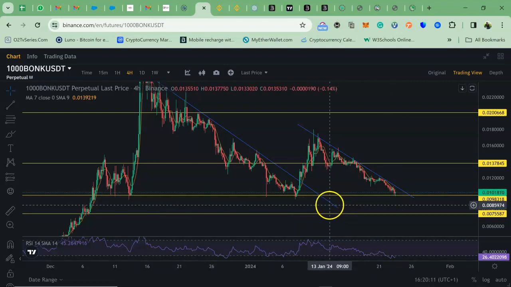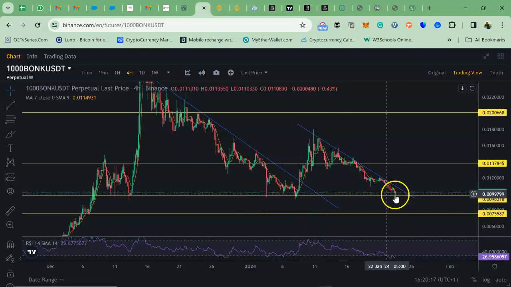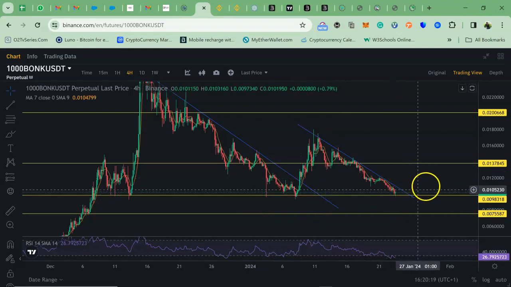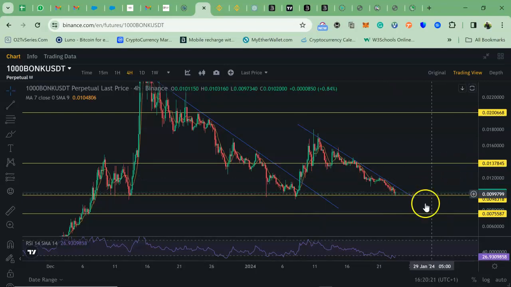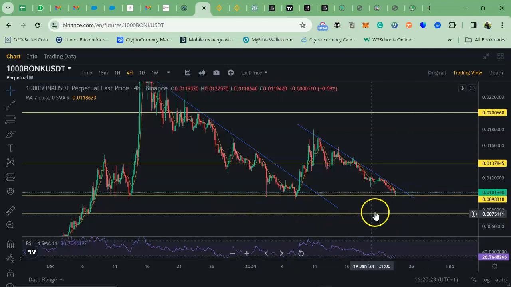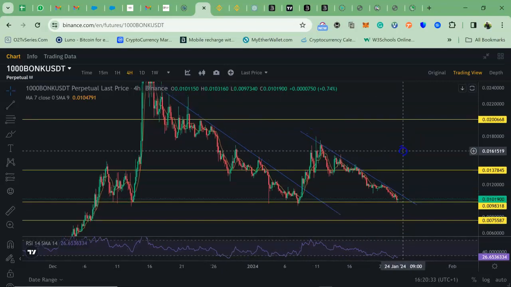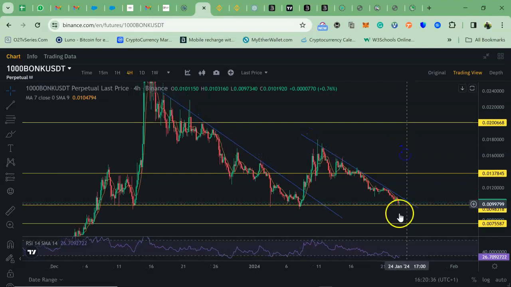my assumption is that it's going to bounce just like it bounced here. You know, it's going to bounce here and rally around and go up. And if that does not happen, what we could have is that if it breaks here, then this is our next target. So if you are a trader and you would like to get some Bonk, I think this is the best time for you to get it.